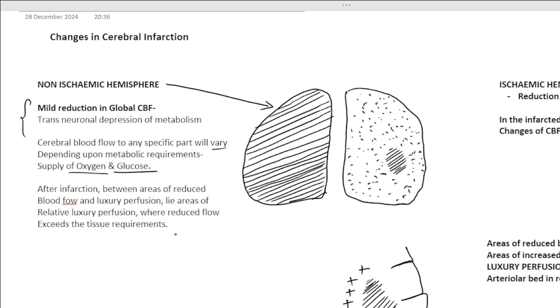So after the infarction, basically between the areas of reduced blood flow and luxury perfusion, which we have seen on that side, lie the areas of relative luxury perfusion, where the reduced blood flow exceeds the tissue requirements. Okay, so that is the uncoupling that is happening. Clear? Anybody has any question on this? Please ask me.